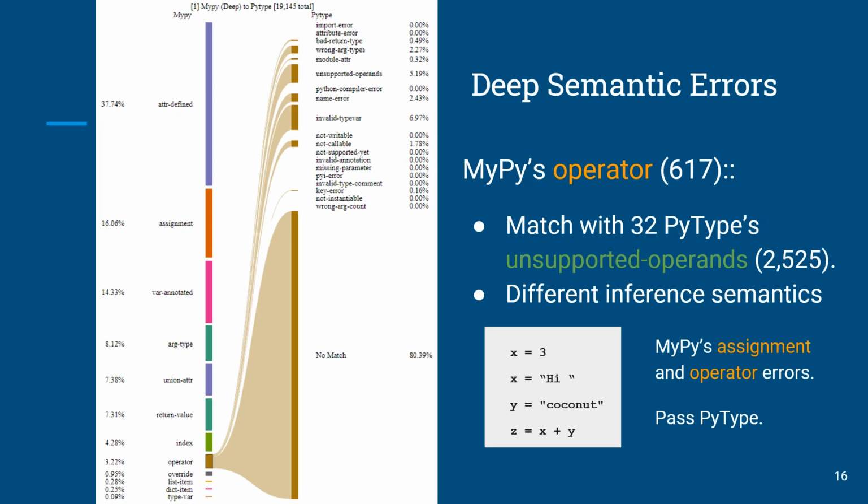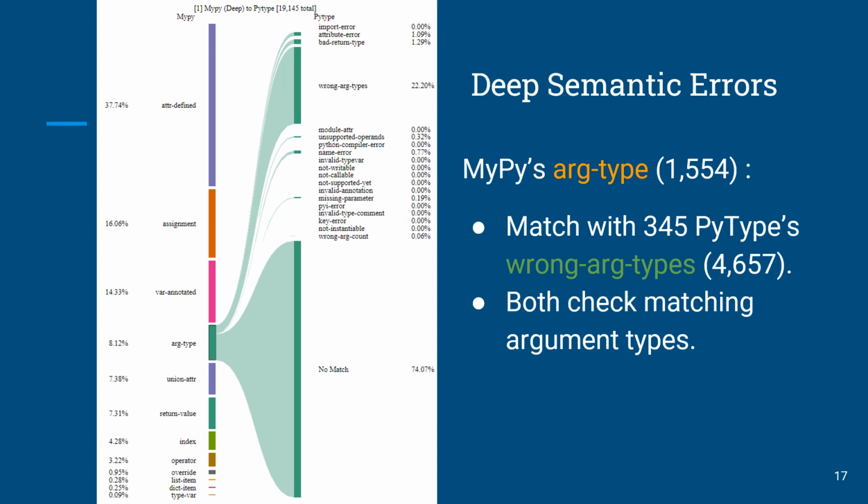For MyPy's operator code, there is small overlap with PyType's unsupported operands code. This is due to differences in the inference semantics. For example, the following code passes PyType, while it gets flagged by MyPy assignment and operator errors. PyType unsupported operands also checks if the variable type supports indexing, which maps to another MyPy code called index.